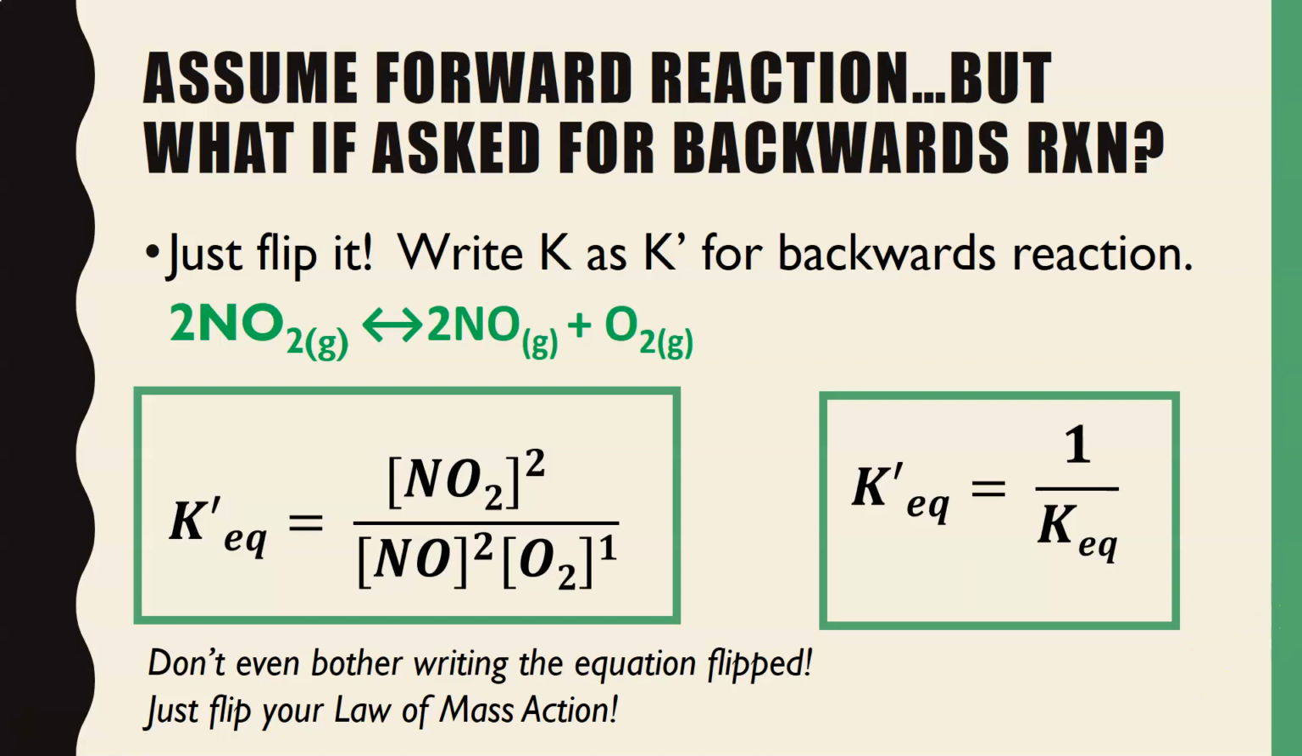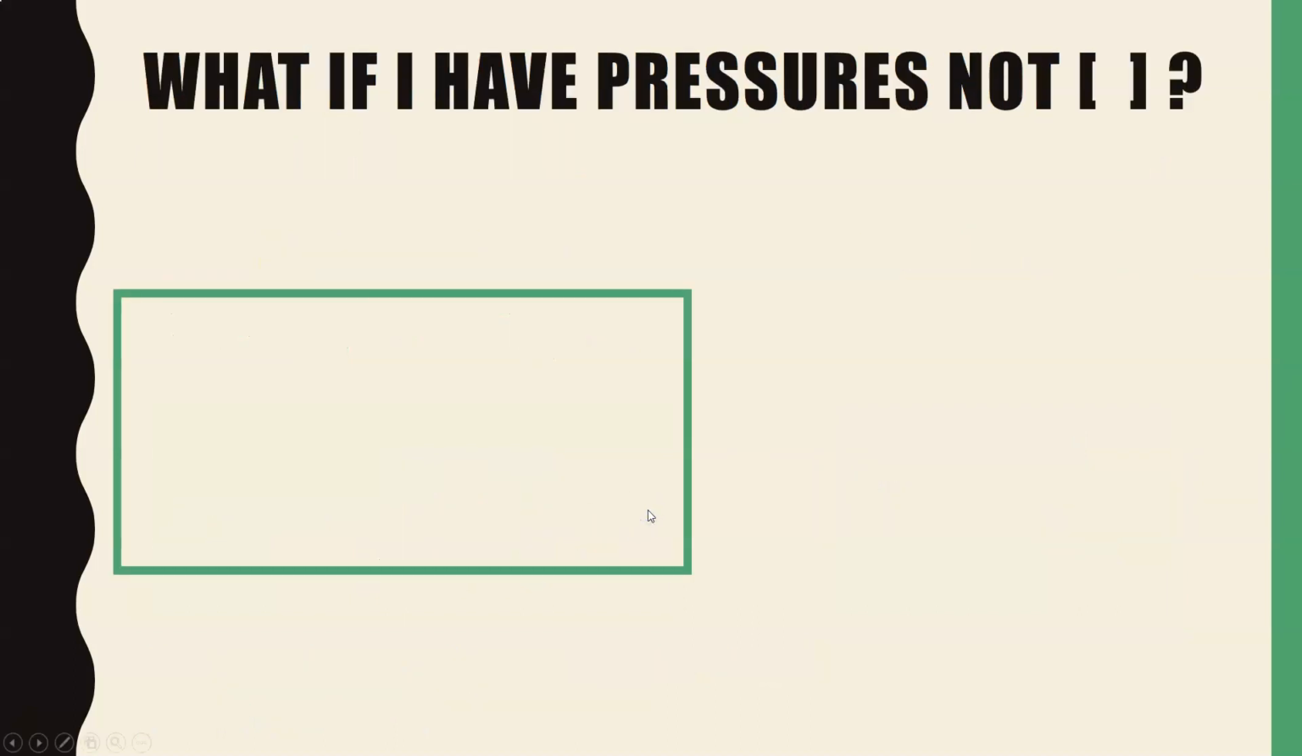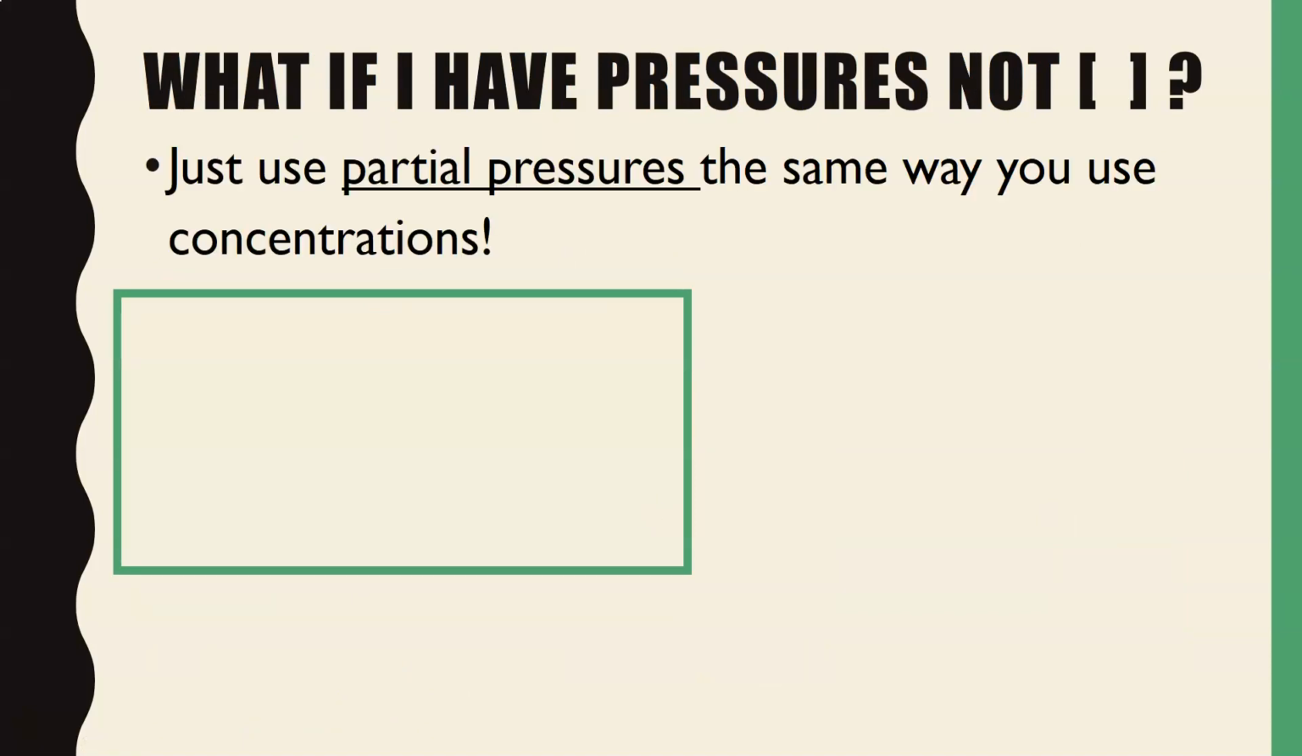Next question that tends to come up is, well, what if instead of having aqueous things with concentrations, we have pressures? Because we can do this for gases as well. So if you have gases, you're going to have pressures. So you just use their partial pressure the same way you would use a concentration, because that's the equivalent, isn't it?